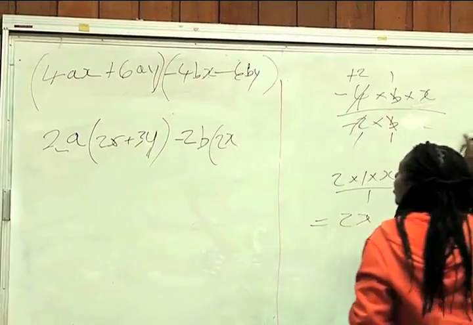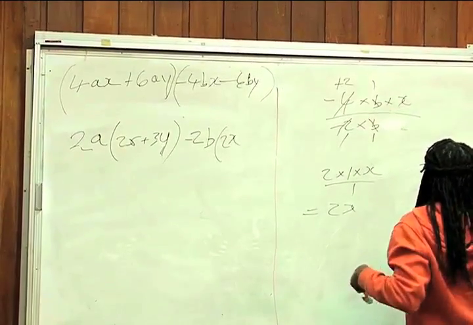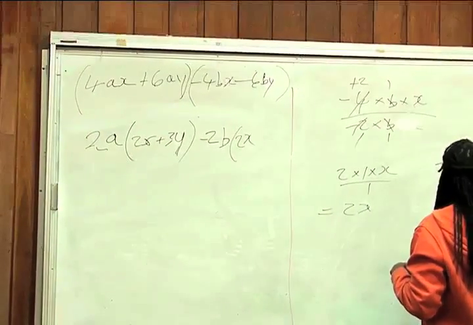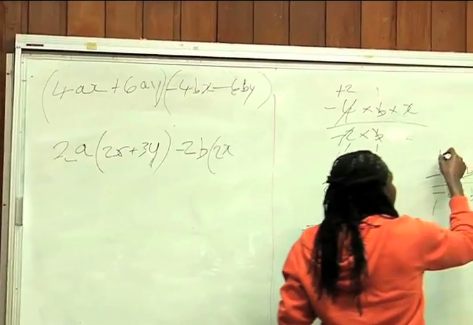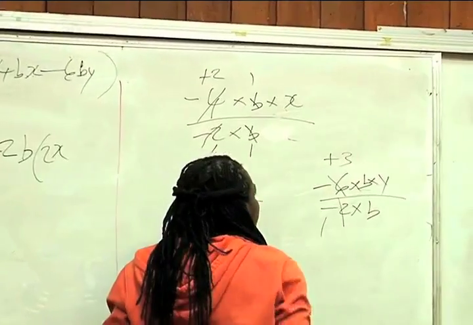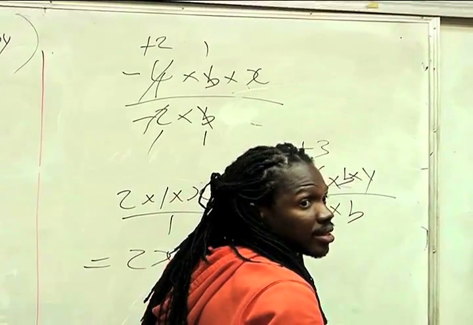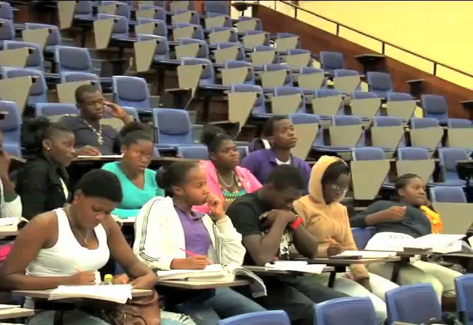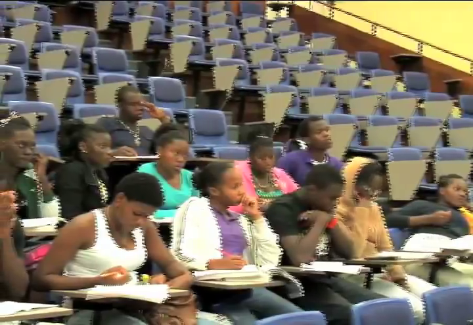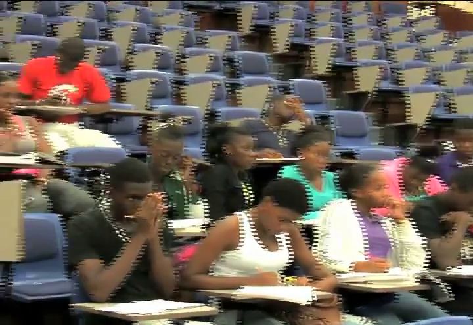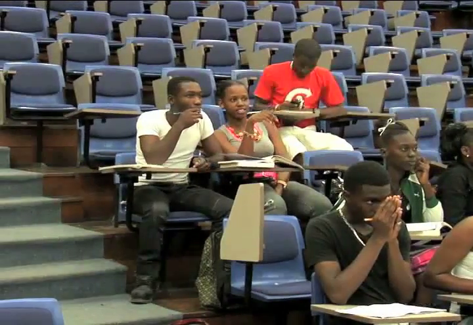Then we say minus 6 times b times y over minus 2 times b. 2 into 6 goes what? 3y. What kind of 3? Positive. Why? Because when dividing, the signs are the same. And then b into b is 1. So that's plus 3 times 1 times y over 1, equals 3y, positive. So you say plus 3y.